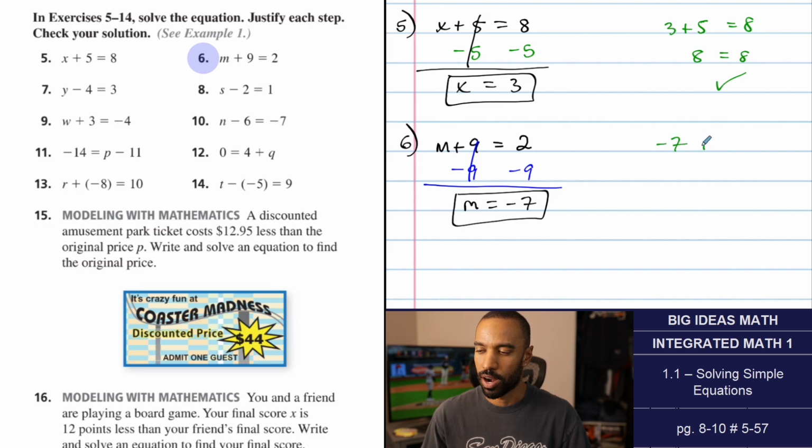Negative 7 substitutes for m, and what's negative 7 plus 9? Well, it's the same as 9 minus 7. 9 minus 7 is 2. 2 equals 2. That checks out.